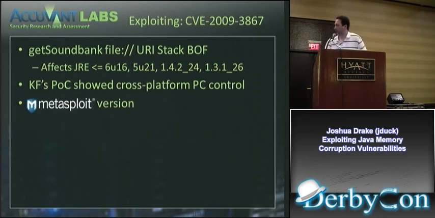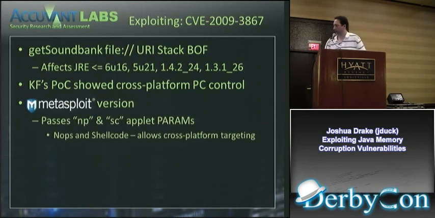So I took his and made the Metasploit version. He didn't have a payload in his at all because it was just EIP control. But I ran up against the problem: if you want a Java applet that has a payload for each OS, depending on which one you're targeting in the Metasploit module, how do you get the payload into the applet? So what I did was I passed these two variables, NP and SC, which are just knobs and shellcode.